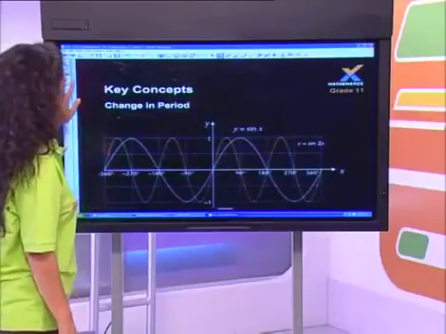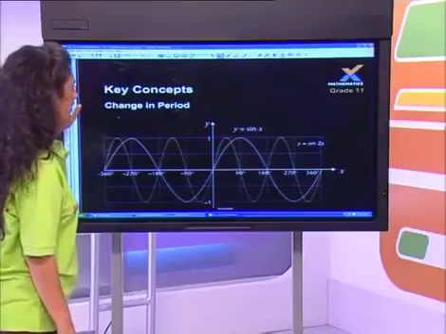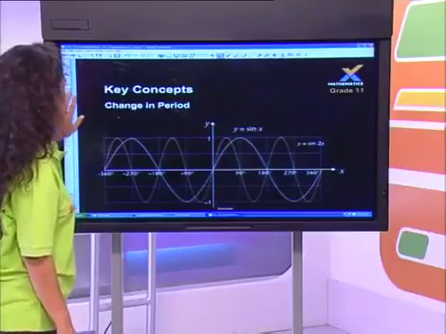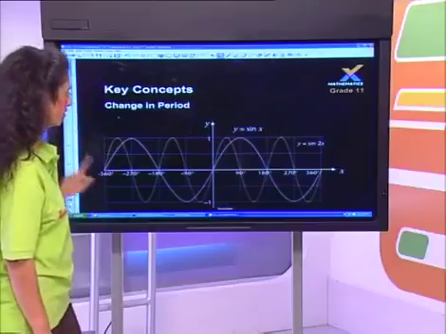Right, now the one that I'm really interested in today is the change in the period, which I think a lot of grade 11s haven't seen yet.